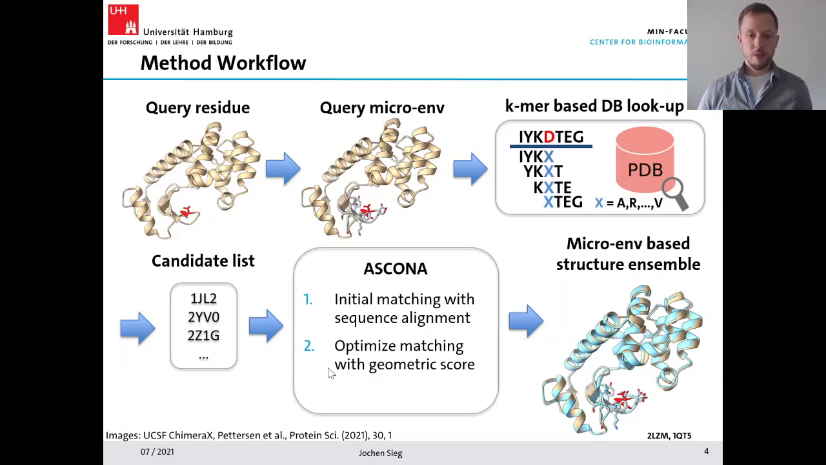And in this way, we can retrieve microenvironments that are identical in sequence except for the position of the query residue for which we want to find a mutant. And these microenvironments should also have a similar structural arrangement.